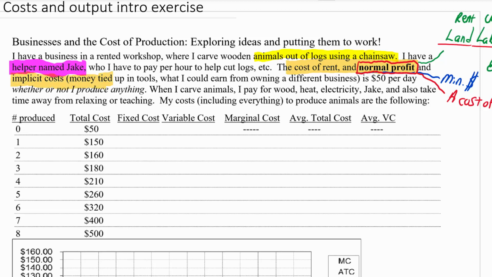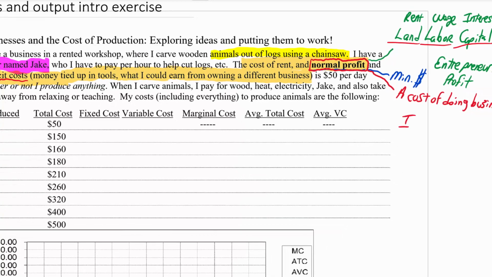Implicit costs might be the money we have tied up in tools. It might be the money you could earn from owning a different business with the money that you have invested in this business. So let's talk about implicit costs a little bit more here. There are two ways we can divide up costs here: implicit or explicit.